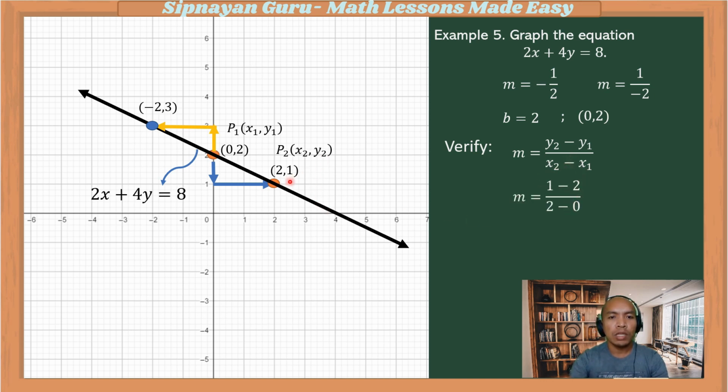Our y sub 2 is +1 minus our y sub 1 is +2, all over our x sub 2 is +2 minus our x sub 1 is 0. Simplify. So 1 minus 2 is -1, all over 2 minus 0 is 2. So the slope is -1/2. So indeed, it is verified that the slope of this line is really -1/2.